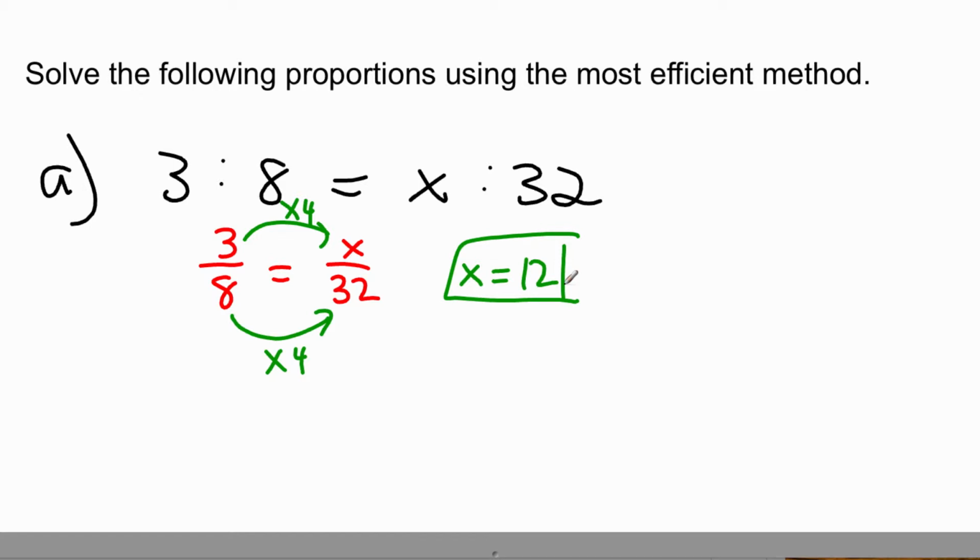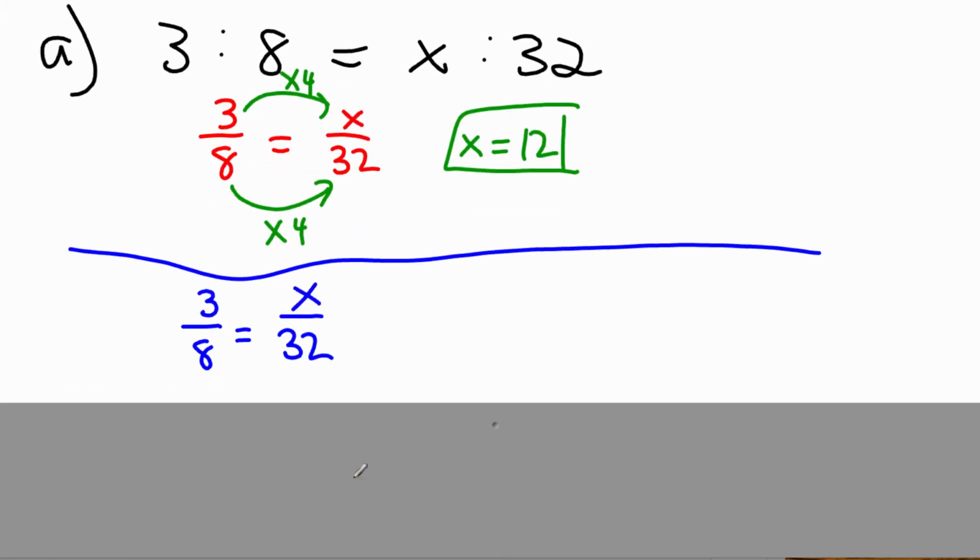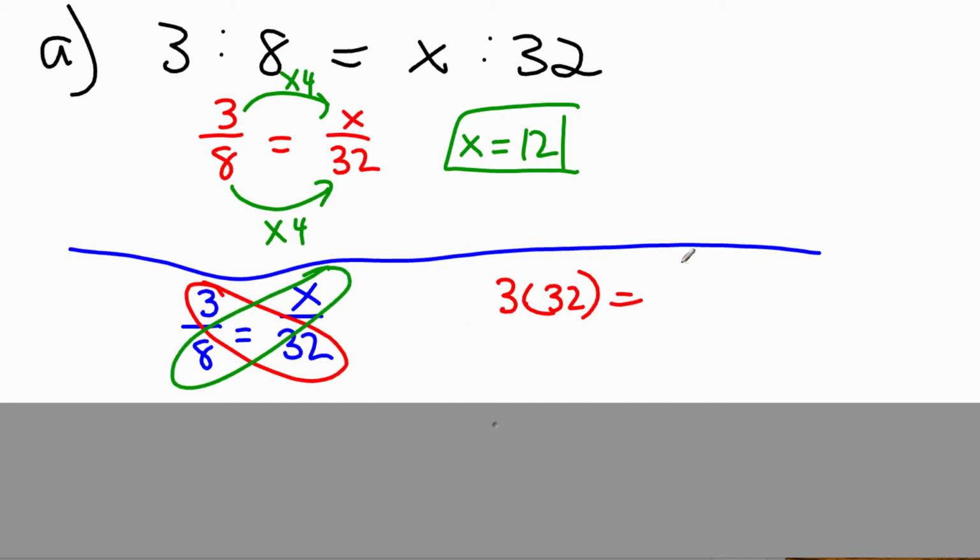But another way I could solve that is using the cross multiplication method that I just showed you. So if we go back to 3 over 8 equals x over 32, because we're dealing with a proportional relationship, it means that this cross product, 3 times 32, must equal 8 times x.